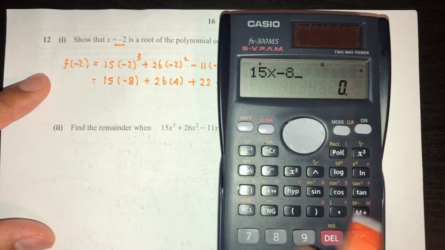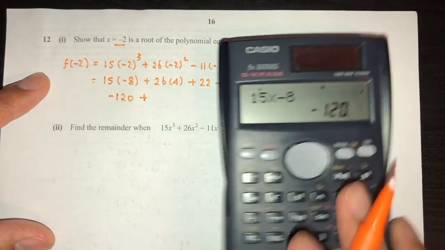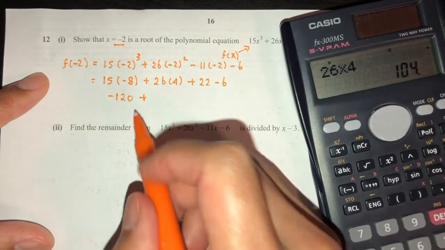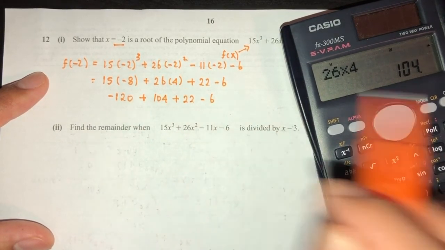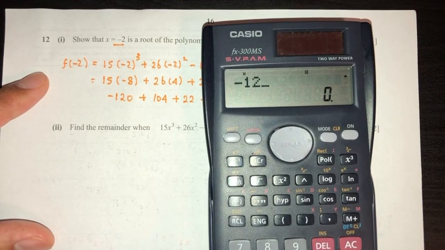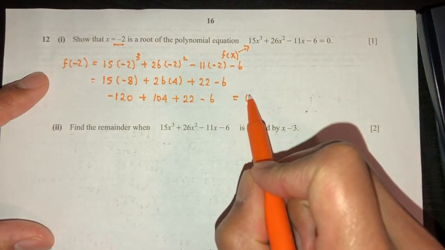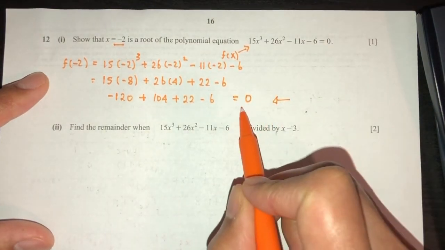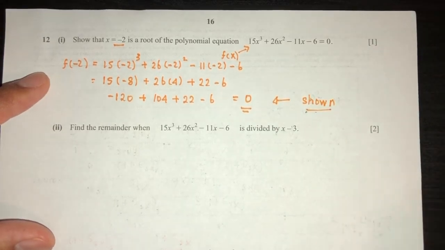15 times minus 8, that will be minus 120, plus 26 times 4, that should be 104, plus 22 minus 6. So minus 120 plus 104 plus 22 minus 6 should be 0. So you show the remainder is 0. Because of that, we know that it is a factor of this equation.